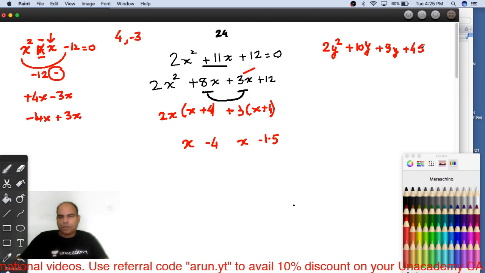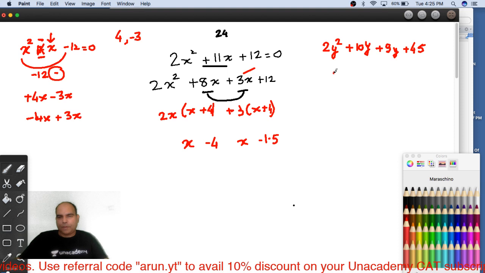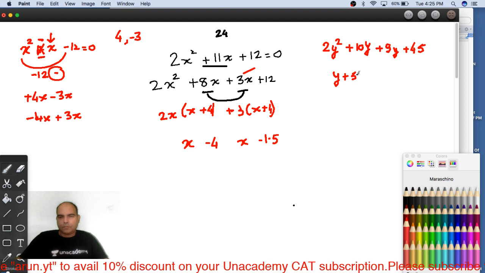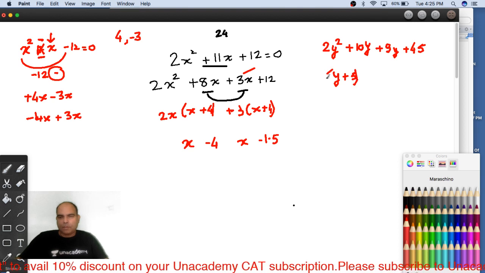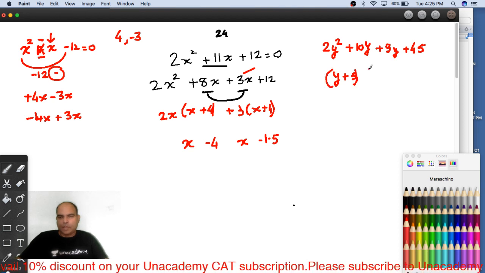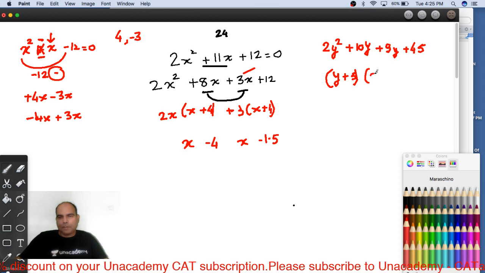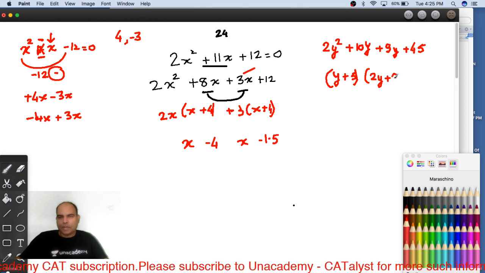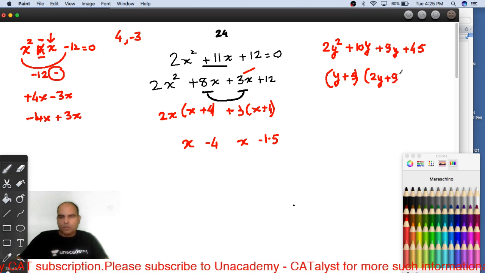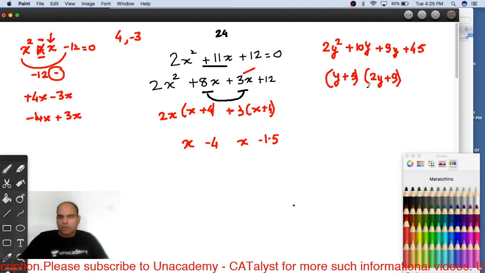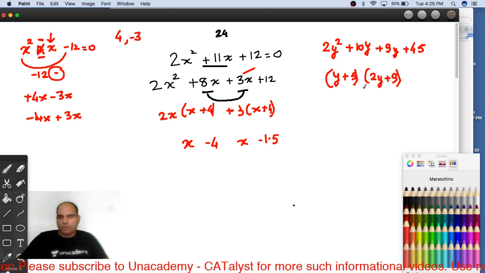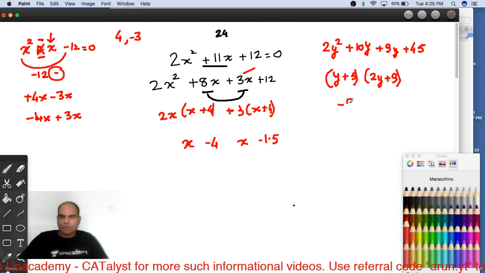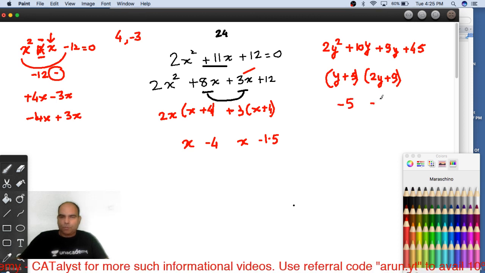So in this, y plus 5 will be common on both sides, and this will get multiplied by 2y plus 9. This step I'm skipping. I hope you can visualize this. I'm getting 2y plus 9 here. That'll give me 2y square plus 10y plus 9y, 19y plus 45. This will end up giving me y as minus 5 and y as minus 4.5.